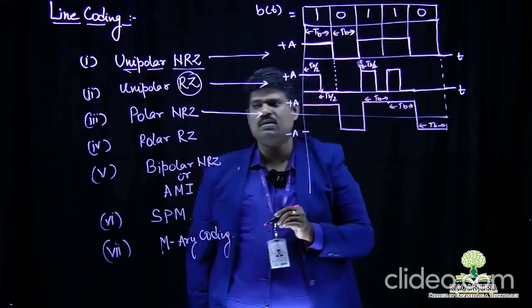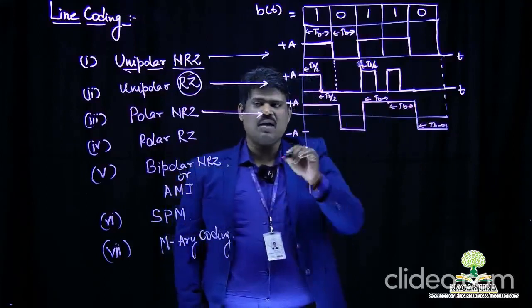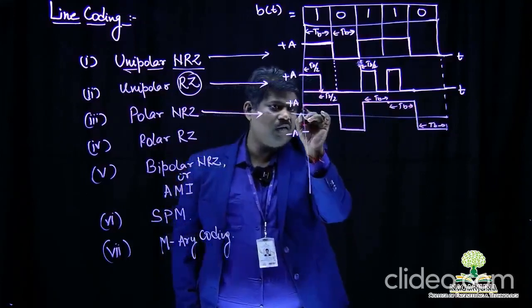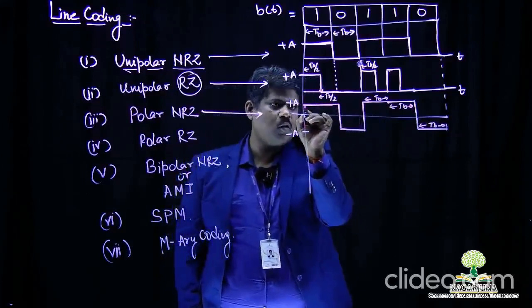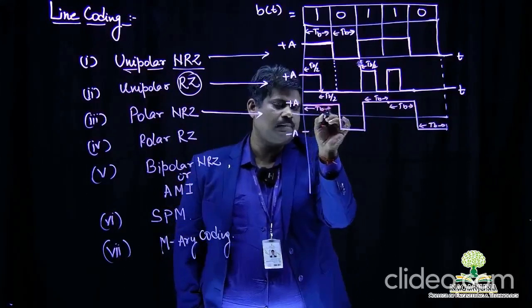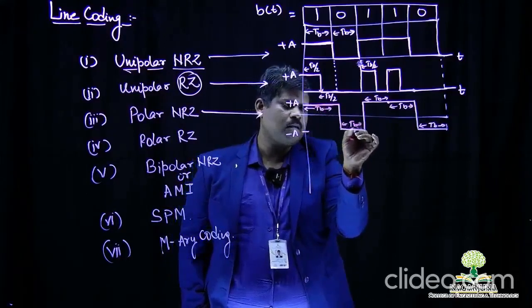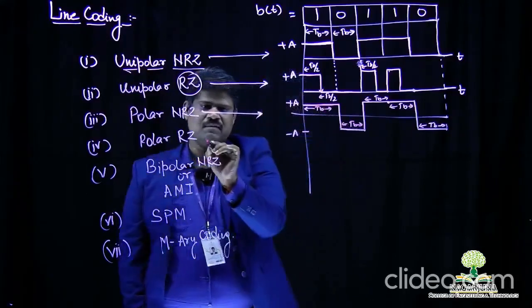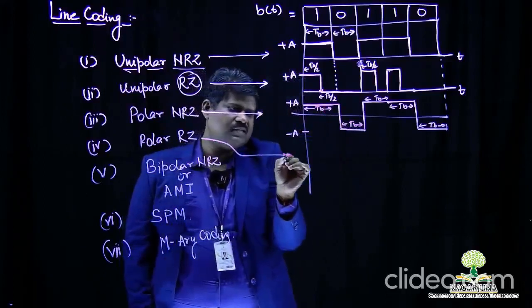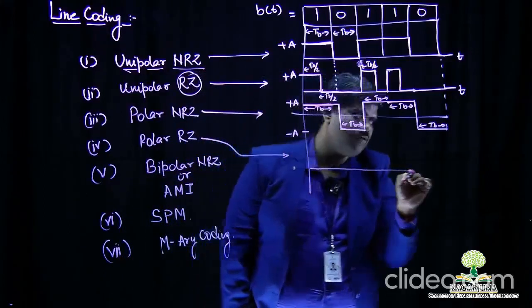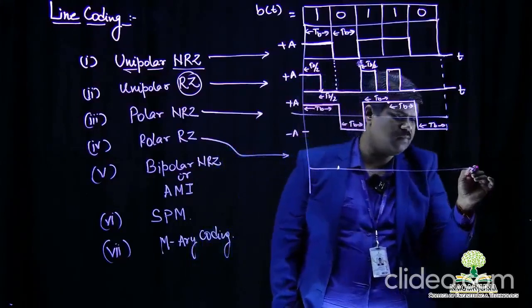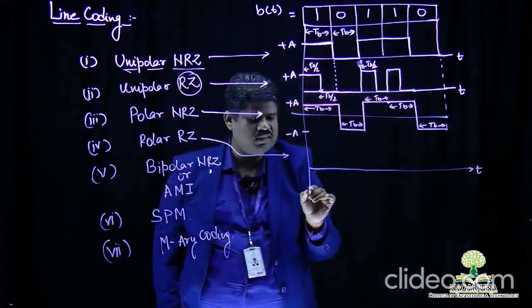So this is the concept of polar NRZ. Again, NRZ means the waveform will maintain its voltage level for the whole bit interval. Now we'll go towards the next, which is polar RZ. For polar RZ, again we'll draw one waveform with the help of the same example, and try to understand the concept.